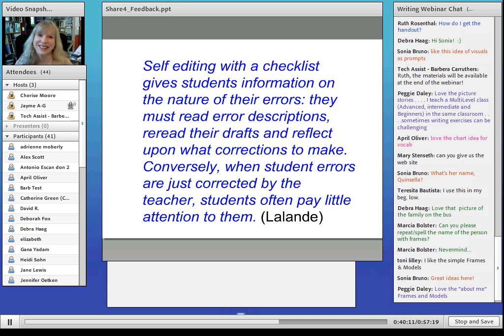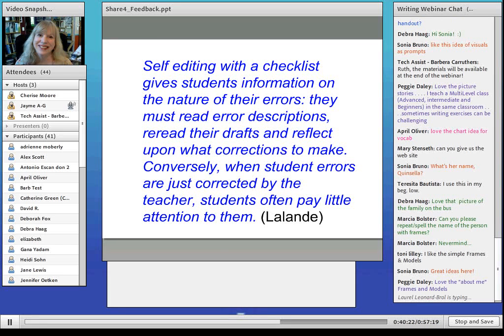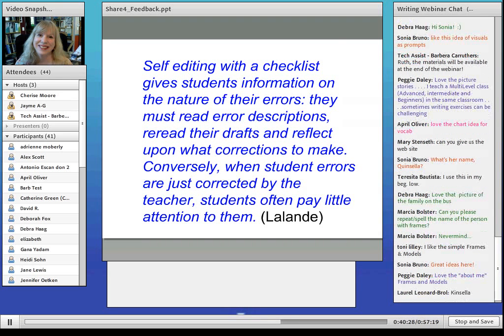This is talking about the importance of self-editing and the idea that learner awareness of error is really the first step. You know, we can't pronounce things correctly unless we're aware of the sounds. We can't do a good job of accurate structure unless we're aware of what the accurate structure is. So self-editing with a checklist really helps our learners see where their edits are needed, where their errors are.